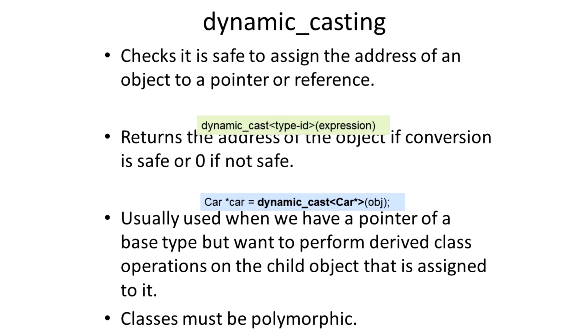And it returns the address of the object if it is safe to convert from one type to another, and it returns 0 if it's not safe. And we're going to have a look at an example of this in the next slide.